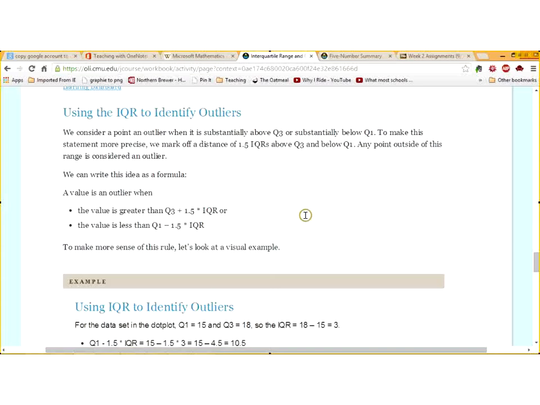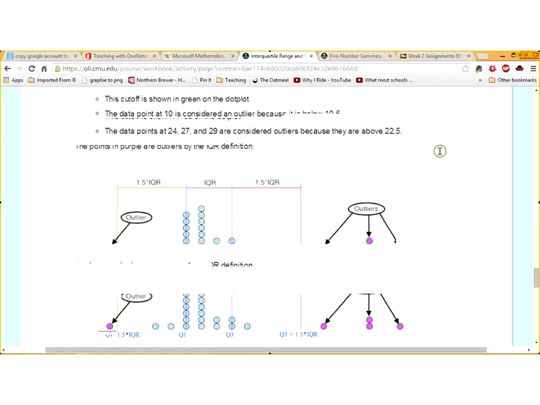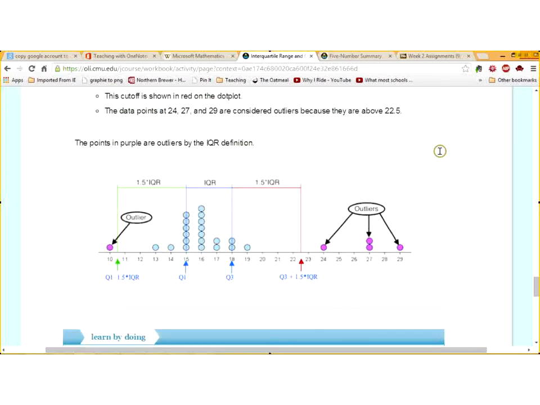How far beyond that do we get before we start saying a point is an outlier? Well, we take the distance between Q1 and Q3, that's the IQR. We multiply it by 1.5, and we go that far above Q3 and below Q1. If we're past that, we're an outlier. Okay. So here they talk about a visual example.